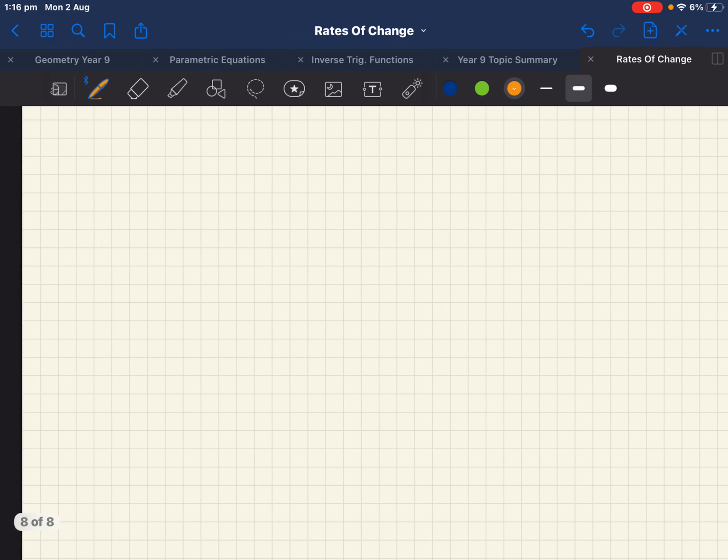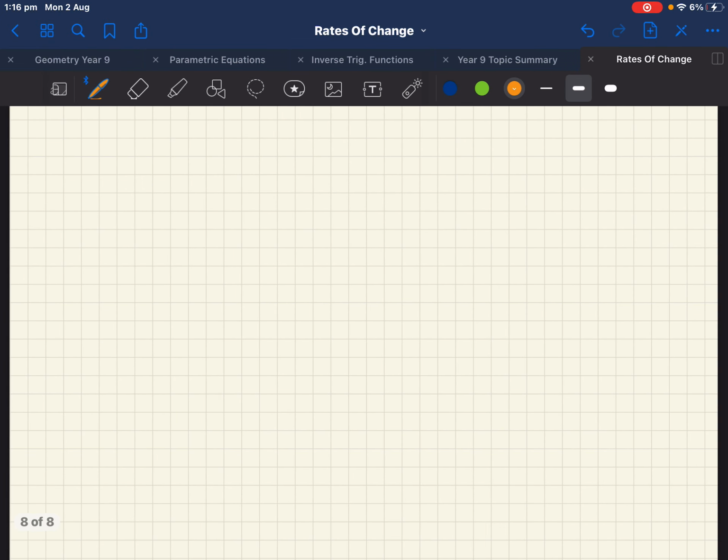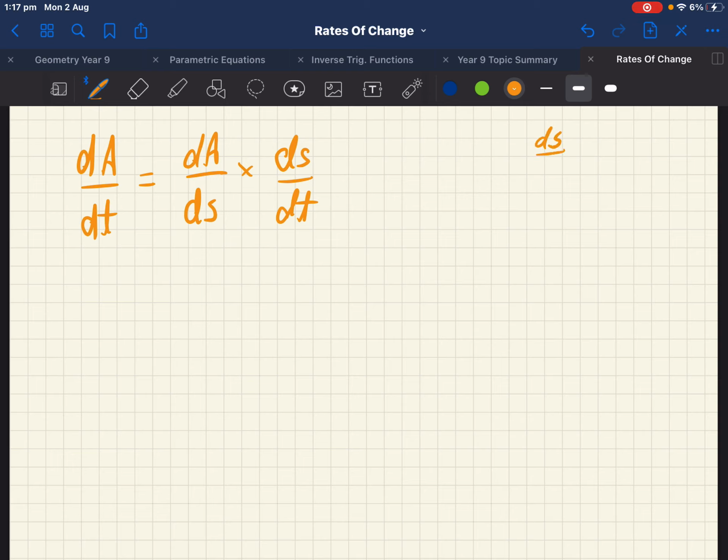Okay, so let's go on. We're trying to find dA dt. So we're going to set up our chain rule. dA ds is our third variable in this situation, times ds dt. So we've used our chain rule to set it all up, and we know what ds dt is. That was -3.